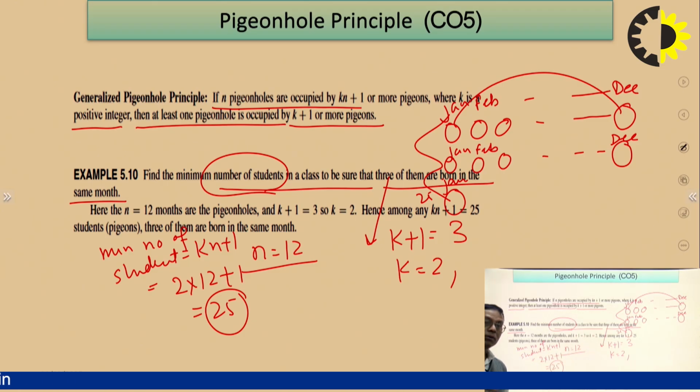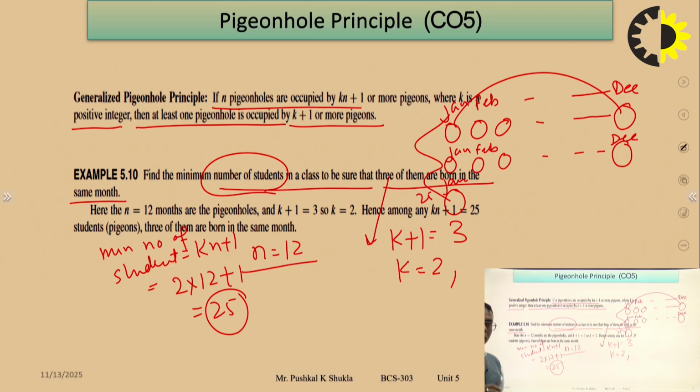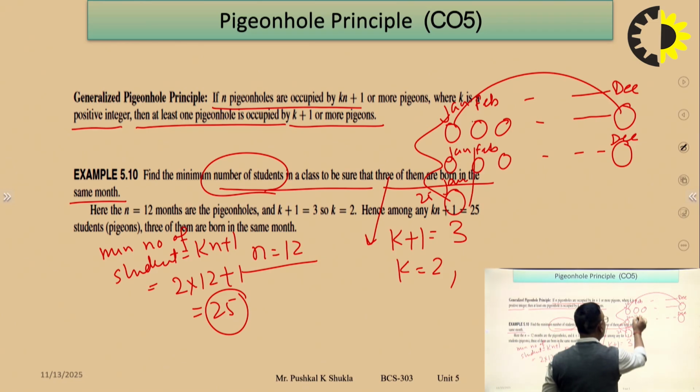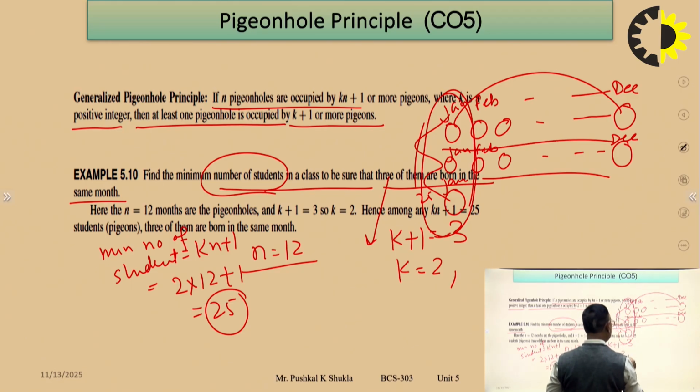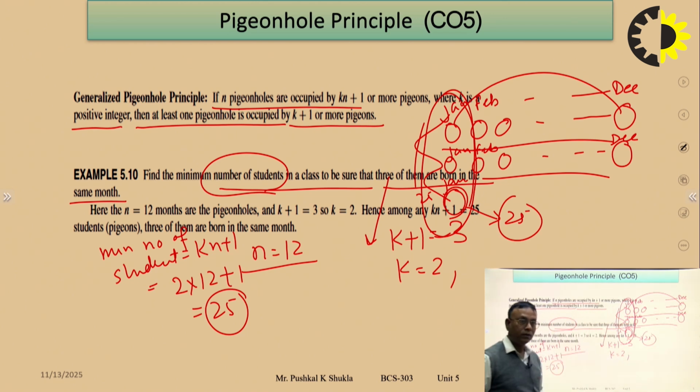So, finding the minimum number of students in a class to be sure that three of them are born in the same month: 12 plus 12 is 24, plus 1, that is 25. So 25 students guarantees that three of them are born in the same month. This is an application of the generalized pigeonhole principle.